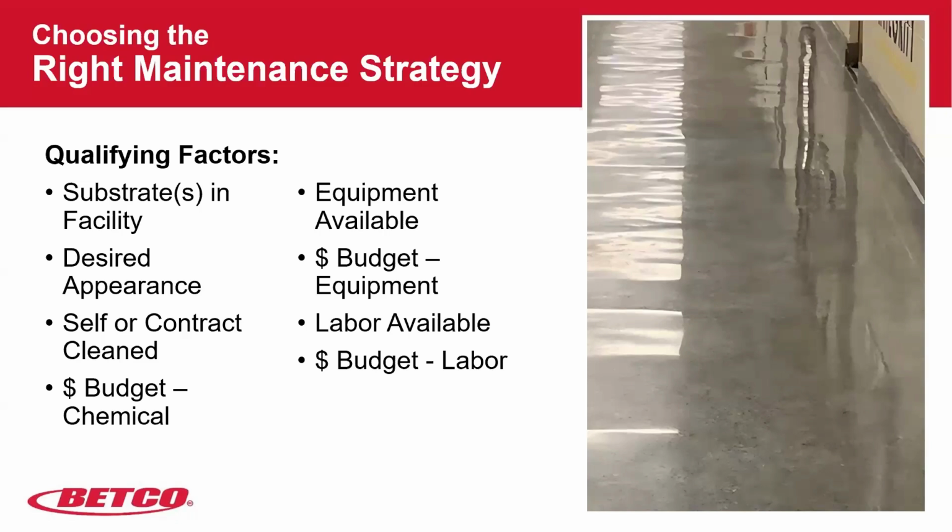Because we may want the highest looking floor, but we don't have the budget for that. So we start talking about the budget. First of all, we need to talk about the total budget and then break it down by chemical, equipment, and labor. And then we've got to see what equipment we have today, what labor we have today. Is there more in the budget for equipment, more in the budget for labor, or are we going to have to make do with what we've got in place today?